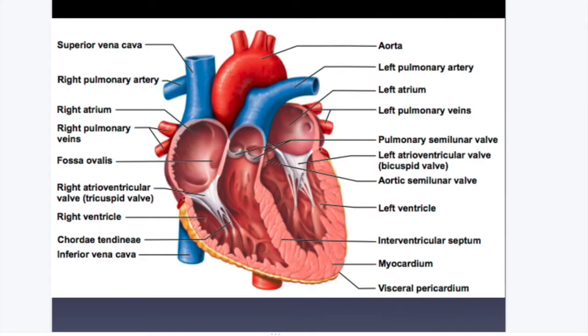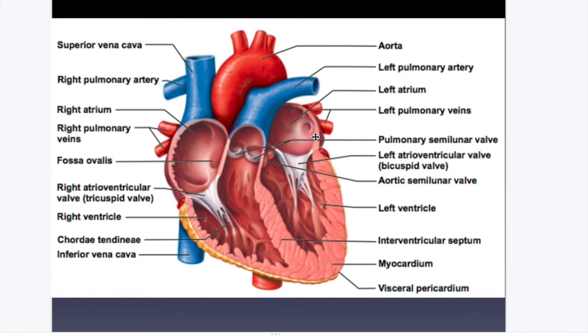Okay, so here, this is our basic diagram of the heart. These parts are going to be the parts of the heart that we are going to need to know. So we have the upper chambers: the right atrium and the left atrium.